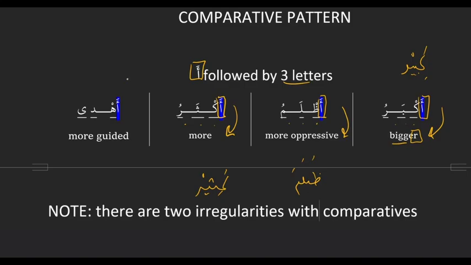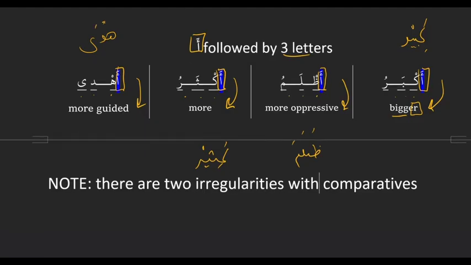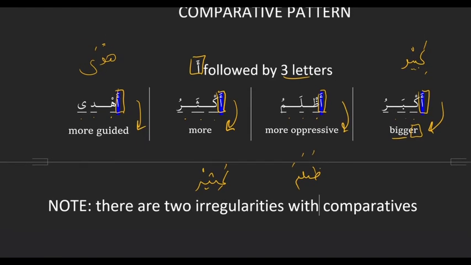And then last example, we have ahda, which starts with a hamza with a fatha on it, followed by 3 letters. Our translation is more guided, which is a comparative pattern. And we're getting the core meaning of guided from the word huda or hada, which means guidance. So ahda is more guided.